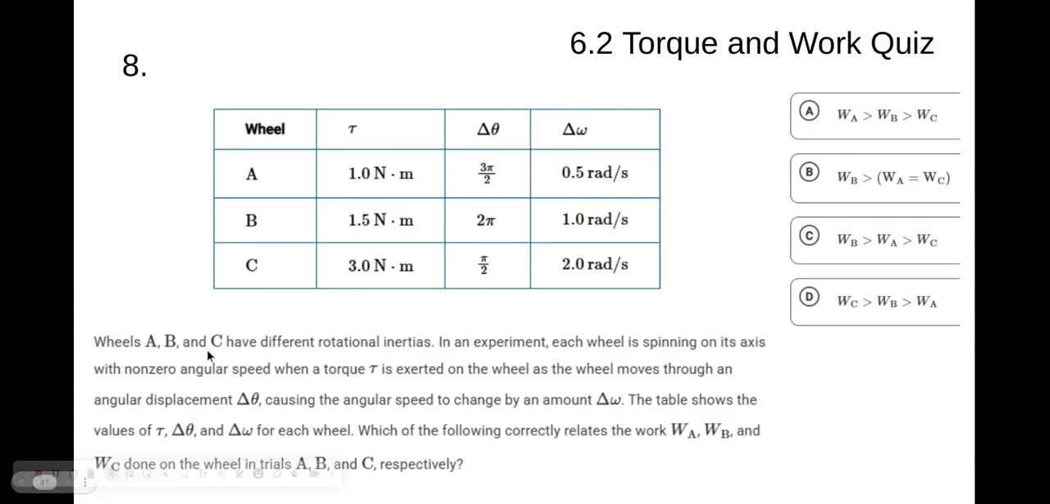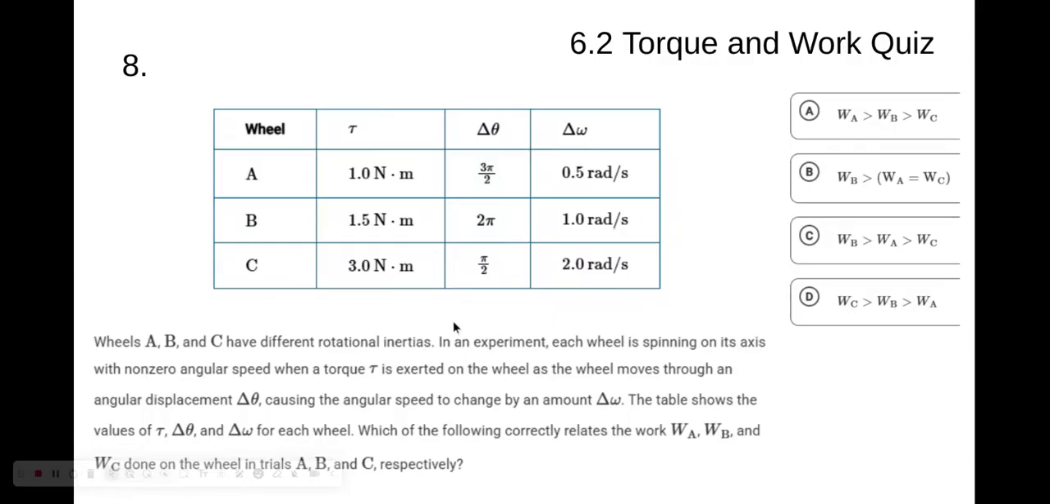Wheels A, B, and C have different rotational inertias. In an experiment, each wheel is spinning on its axis with a non-zero angular speed when a torque is exerted on the wheel as the wheel moves through an angular displacement, causing the angular speed to change by some amount. The table shows the values of torque, angular displacement, and change in angular velocity for each wheel. Which of the following correctly relates work in the three cases for the three wheels, respectively?